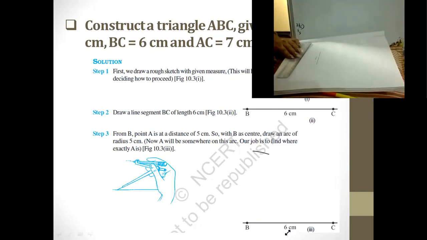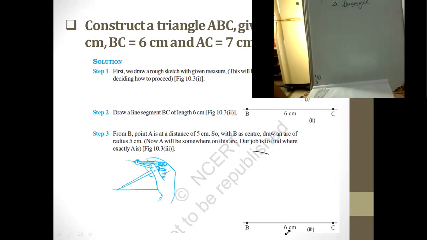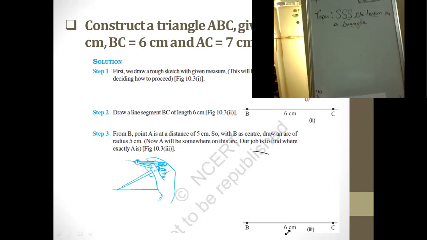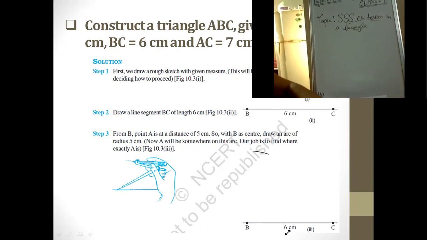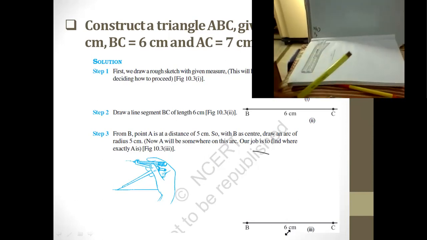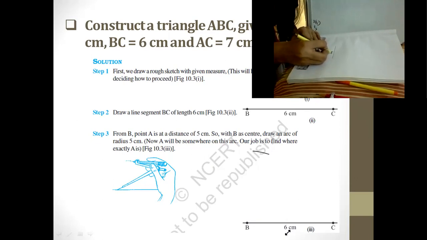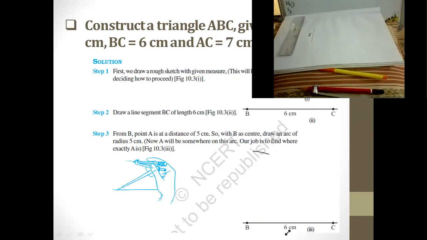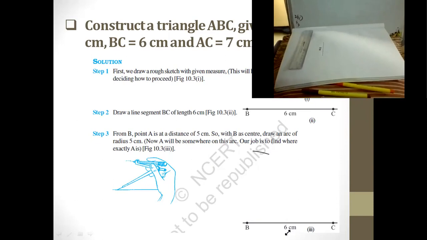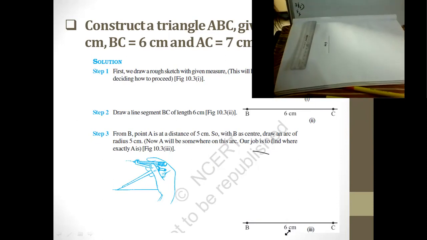Let me write the sketch in some other color. There are various colors for this. Let me use some other color. We also construct with a ruler. Now this is 6 centimeter. So what do you have to do next? What is the next step?